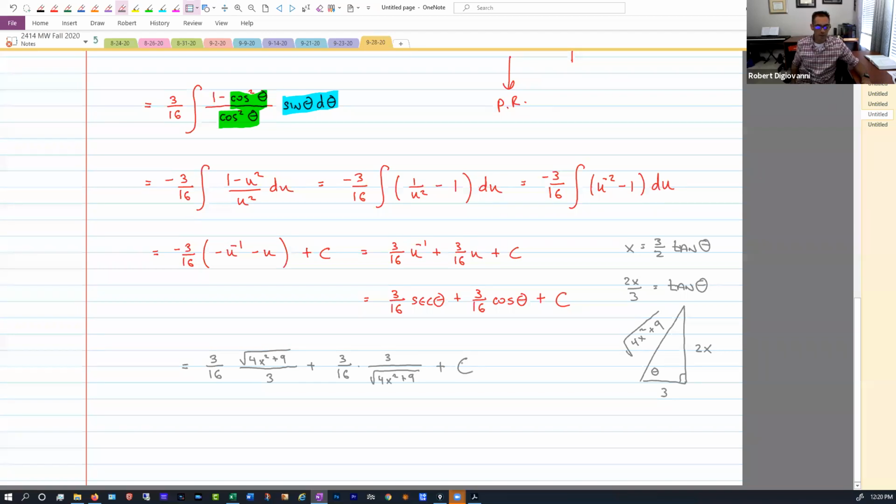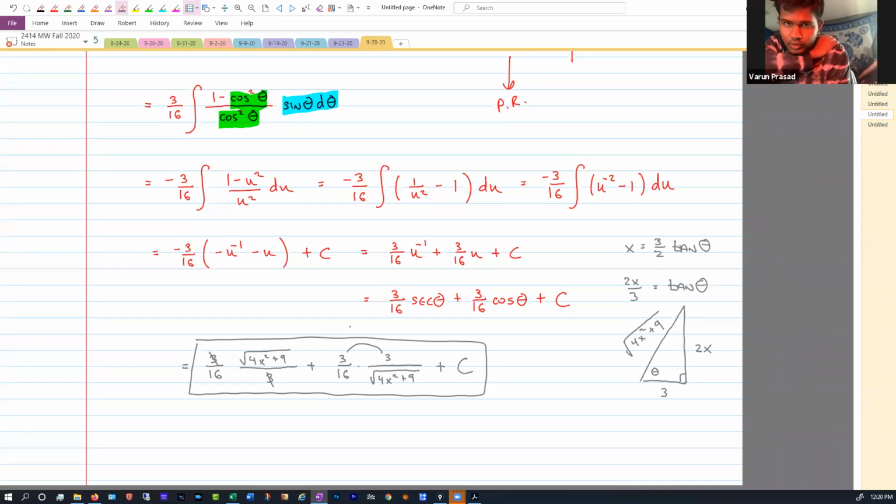Okay, so there we go. Does everyone understand where those pieces came from? Secant theta is hypotenuse over adjacent. Cosine theta is adjacent over hypotenuse. So this is your antiderivative. I guess we could kill off those 3's and we could probably multiply that 3 and that 3 to get a 9, but pretty much we're there.